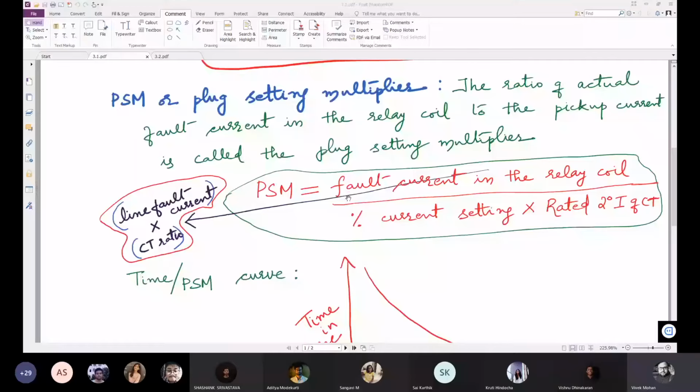Now we'll see how we determine the time of operation of the relay. The PSM equals fault current in the relay coil divided by percentage current setting into rated secondary current of the CT. That is, your denominator is pickup current IP. The fault current in the relay coil is the line fault current into CT ratio, right? The power system fault current, or actual fault current, into CT ratio will give you the actual secondary CT current, which is seen by the relay, or the current carried by the relay coil. That is in the numerator.